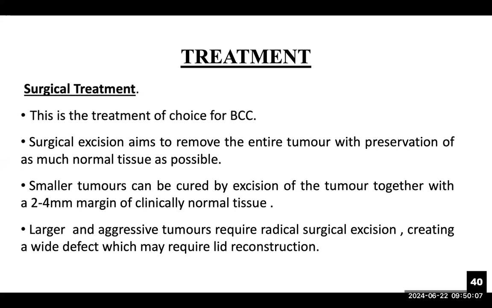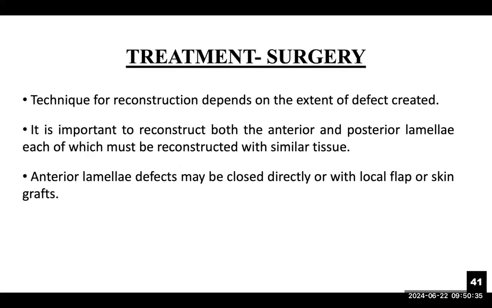Surgical excision aims to remove the entire tumor with preservation of as much normal tissue as possible. Smaller tumors can be cured by excision of the tumor together with a 2 to 4 millimeter margin of clinically normal tissue. Larger and aggressive tumors require radical surgical excision, creating a wide defect, which may require lid reconstruction. Now, the technique for reconstruction depends on the extent of the defect created. It is important to reconstruct both the anterior and posterior lamella, each of which must be reconstructed with similar tissue.